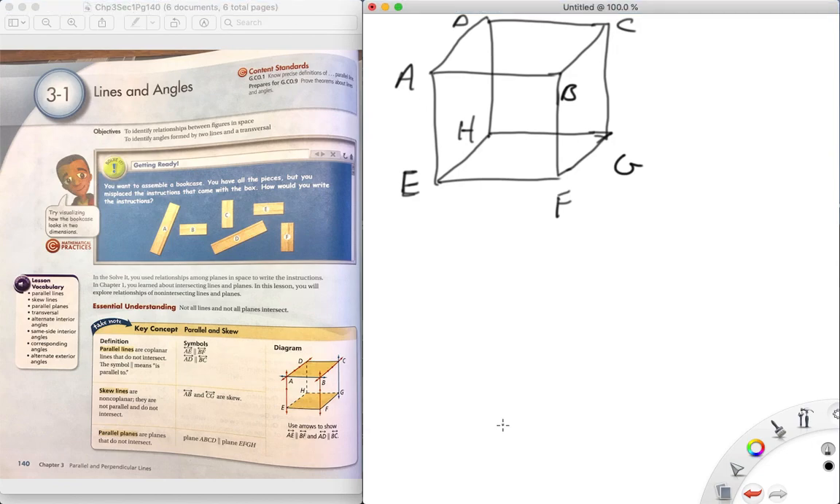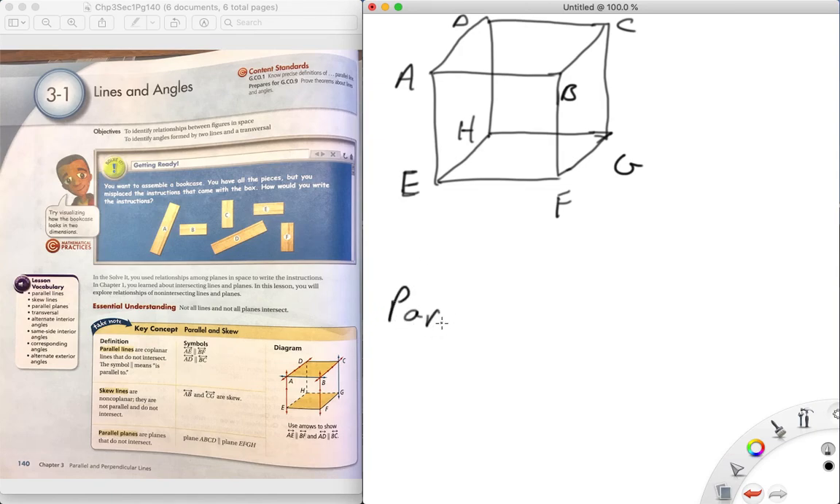Alright, so this is Geometry Chapter 3, Section 1, Lines and Angles. This is a very definition-heavy section. And the first one they talk about is parallel lines. So you guys already been familiar with parallel lines?